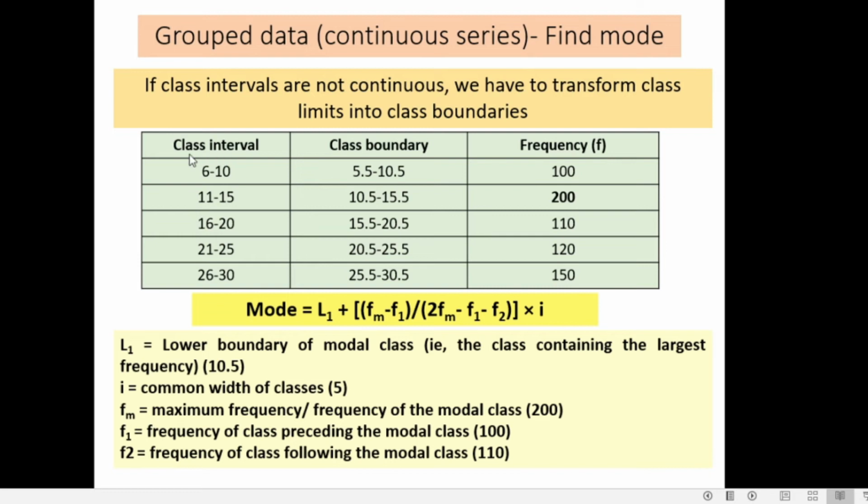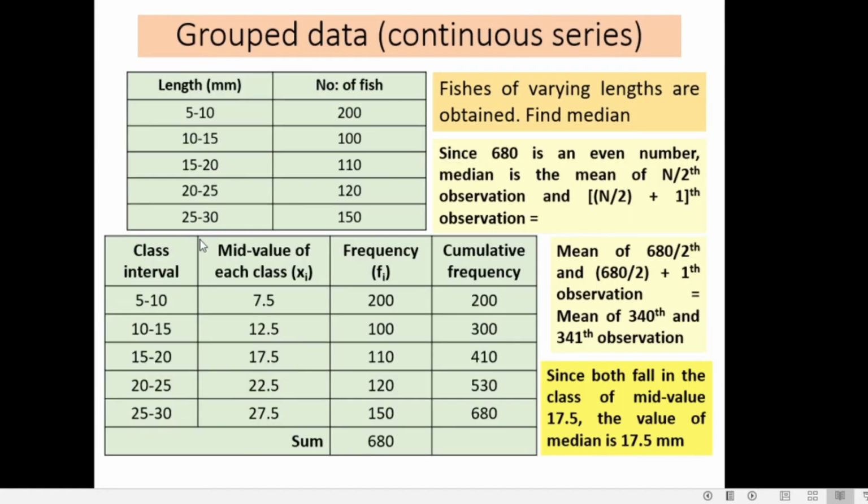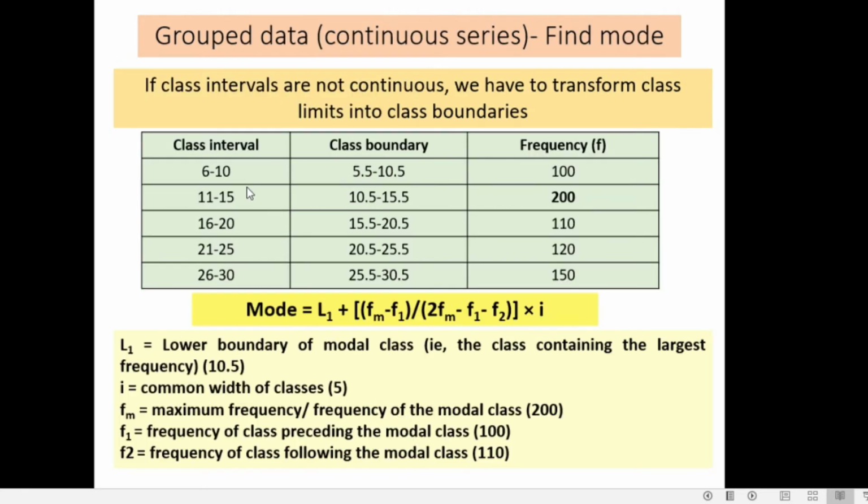Whereas here the class intervals are not continuous. That means this class interval starts from 6, ends in 10, and the next one starts in 11, ends in 15. Next starts in 16 and ends in 20. So the class intervals are not continuous, whereas in the previous data the class intervals were continuous, and then we would have directly gone to the calculation of mode. But here, if you are having tabulated data with class intervals which are not continuous, we have to transform them into a continuous series.